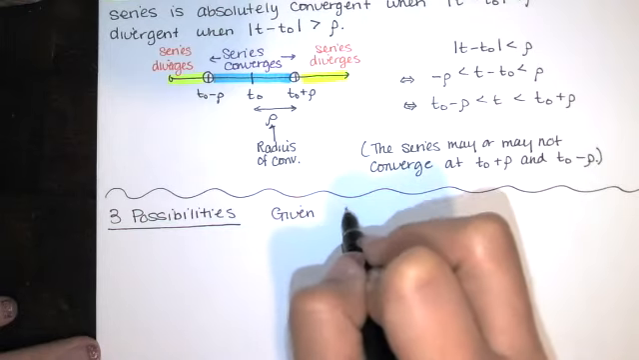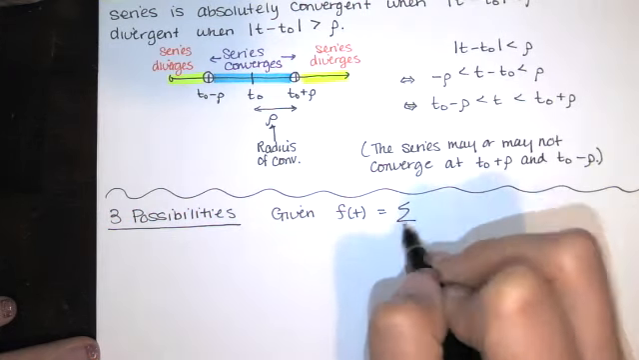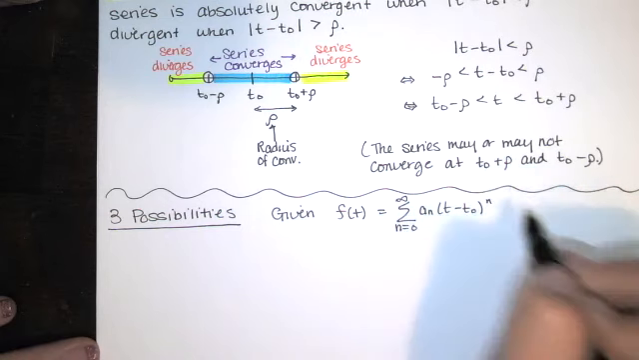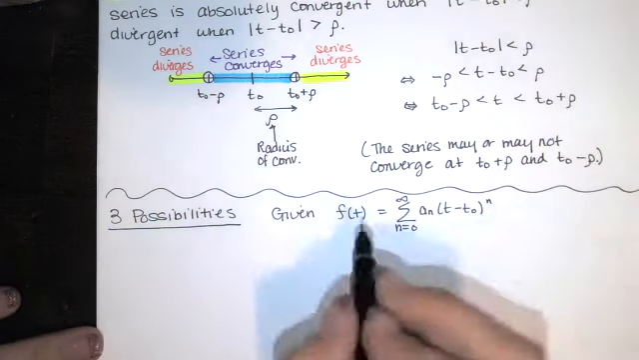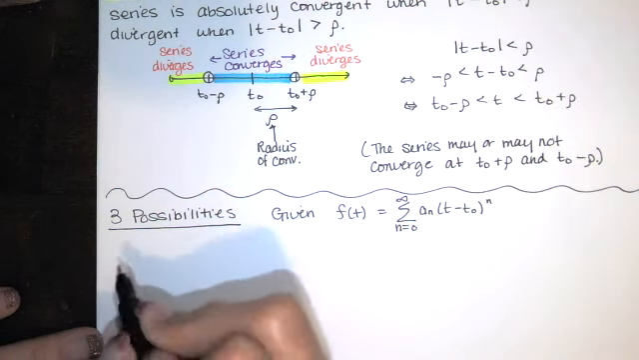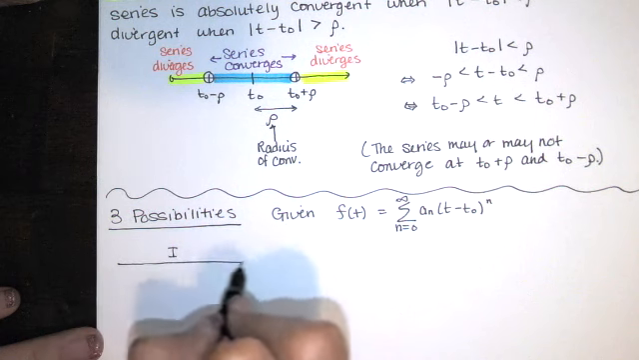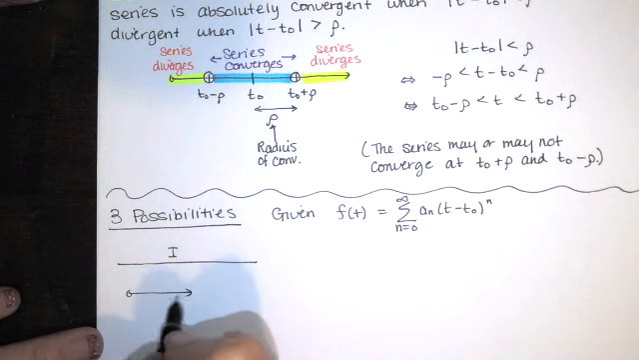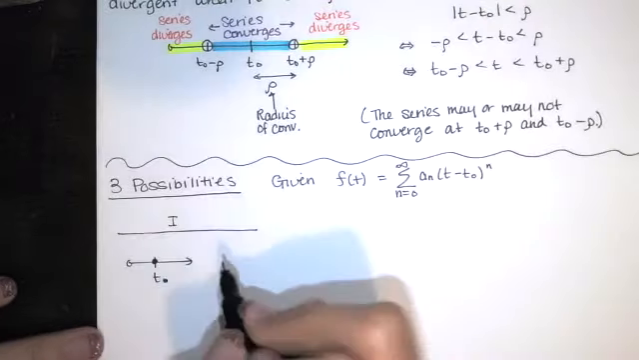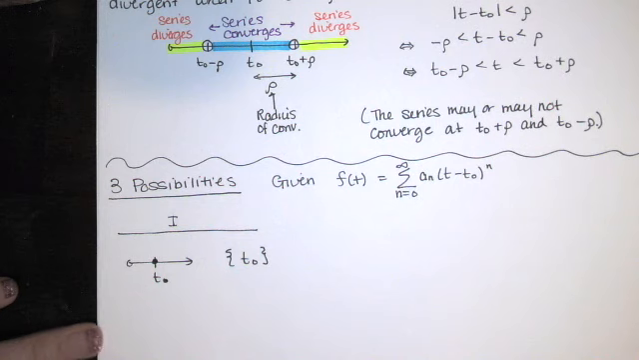Now, let's assume that we're starting with this power series, and I'm just going to write it as f of t. f of t is equal to the sum as n goes from 0 to infinity of a sub n times the quantity t minus t naught to the n. Given that t naught is the center, here are your possibilities. Your interval of convergence is typically denoted by I, and it's possible that your series just converges at the center, t naught. Then we would write it like this. It's a pretty boring interval, it's just a single point.